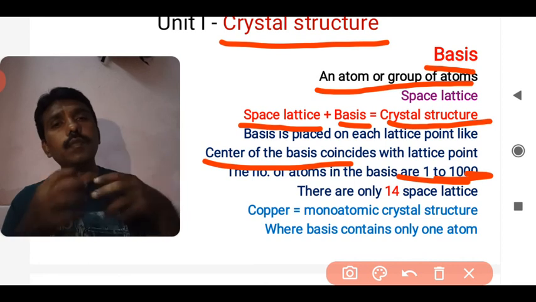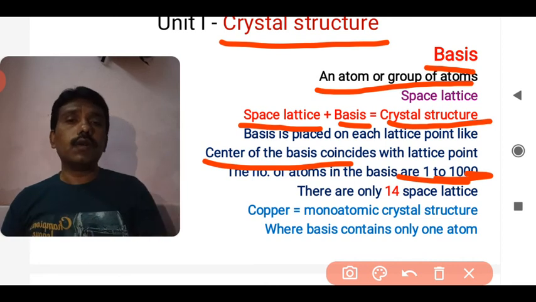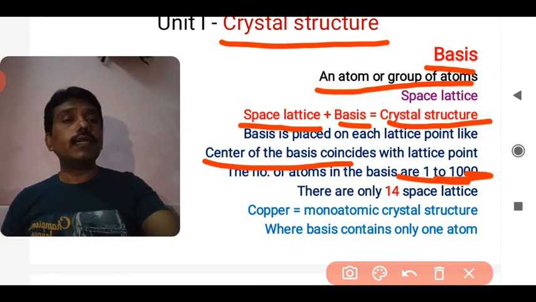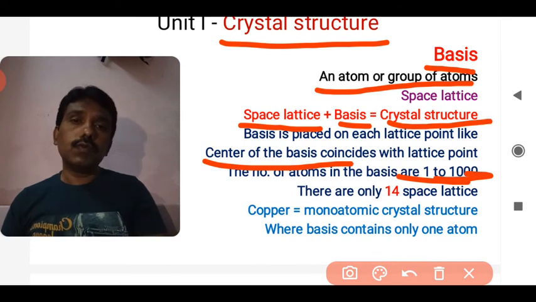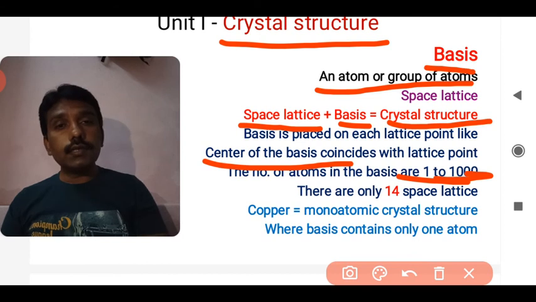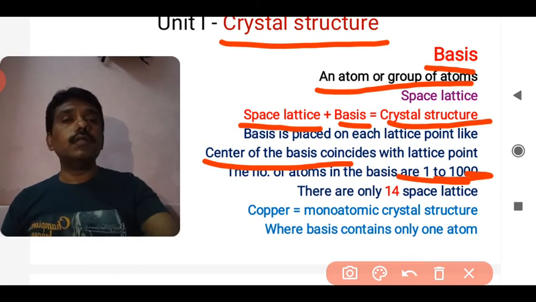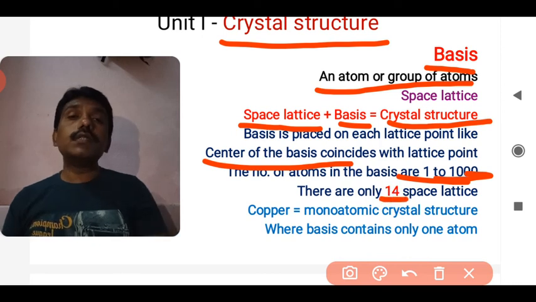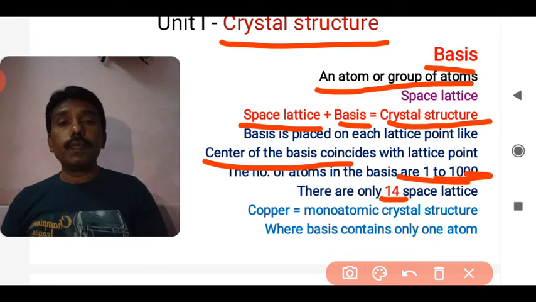There are a large number of possibilities for groups of atoms, from 1 to 1000. But as far as space lattices are concerned, these are limited, only up to 14 space lattices. But still in the universe we find a number of crystal structures available. Why is that?